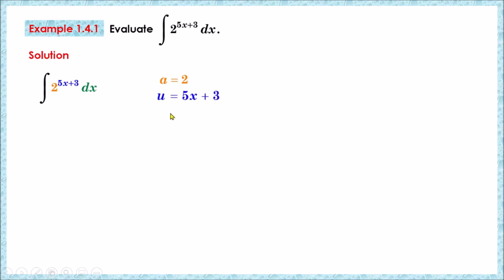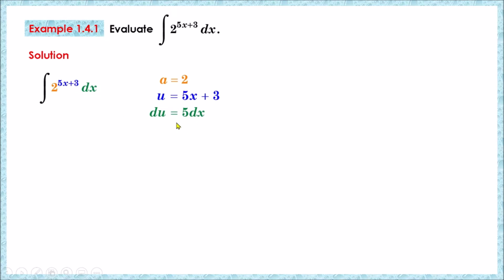Let us have the following examples. Example 1.4.1. Evaluate the integral of 2 to the 5x plus 3 dx. Solution. Here, we take a equals 2. Its exponent is u, which is equal to 5x plus 3. Let's take the differential of u. It gives us 5 dx.